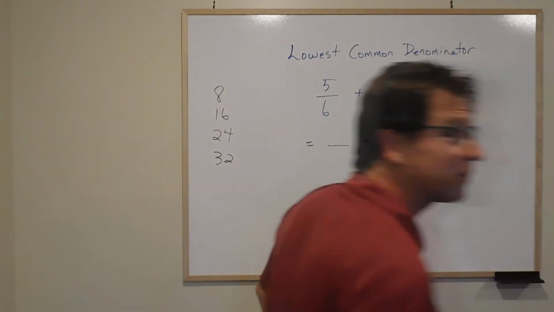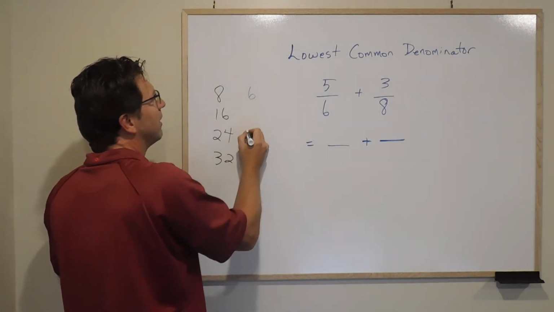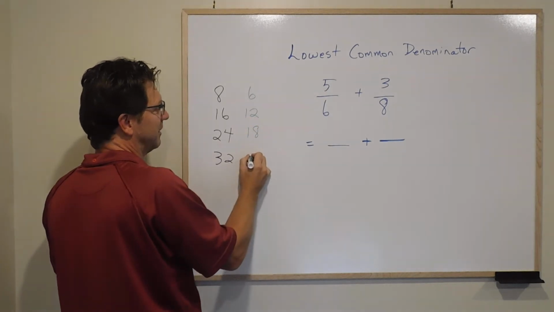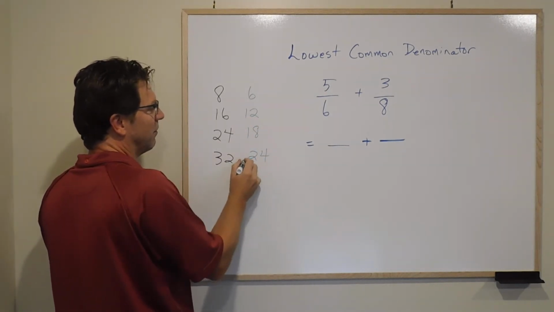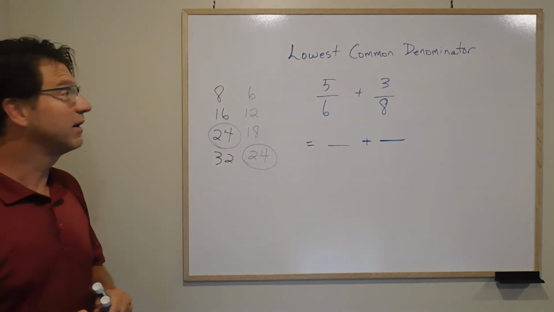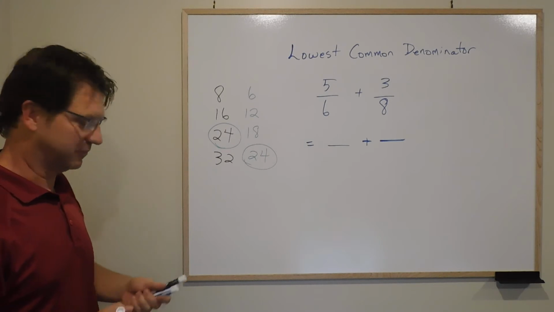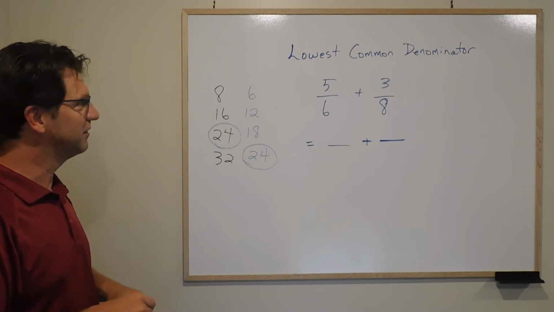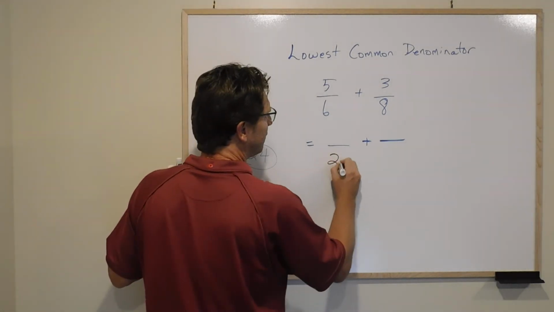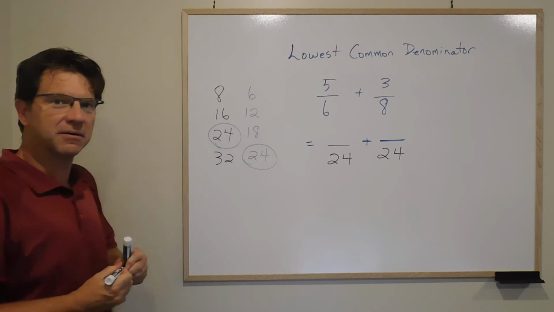Then take the 6. For the first time, we're going to get out the green. 6 times 1, 6 times 2, 6 times 3, 6 times 4, and you will see 24 is in both kind of chains of numbers, right? And that's kind of the easy way to do it. And you will find that I can use 24 as my lowest common denominator, okay?